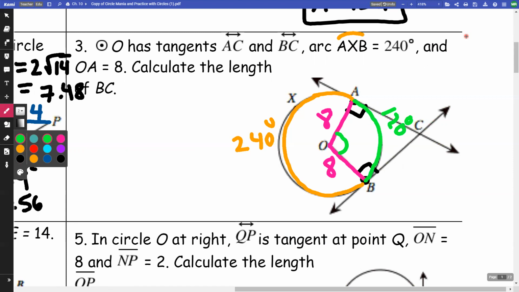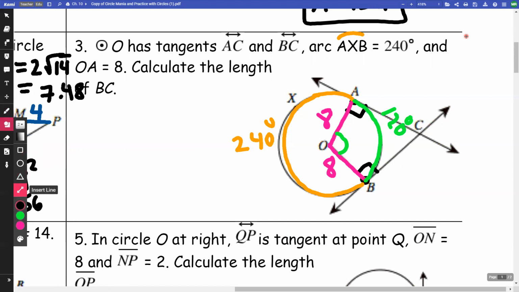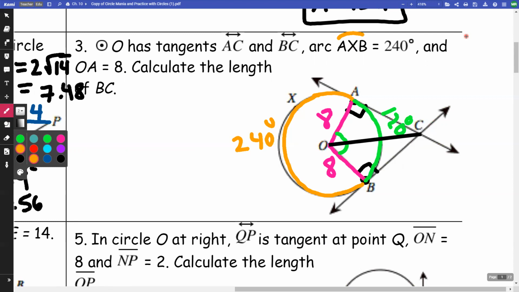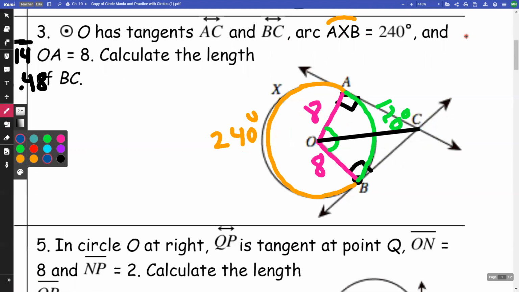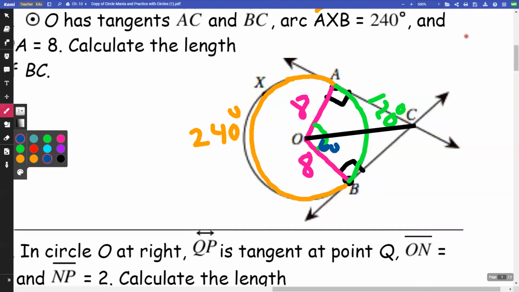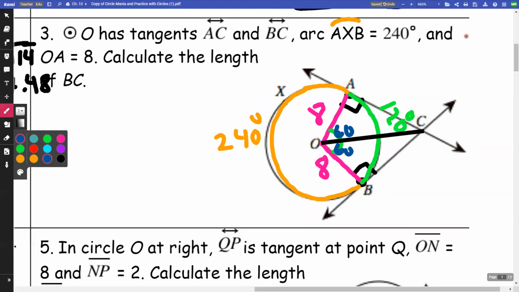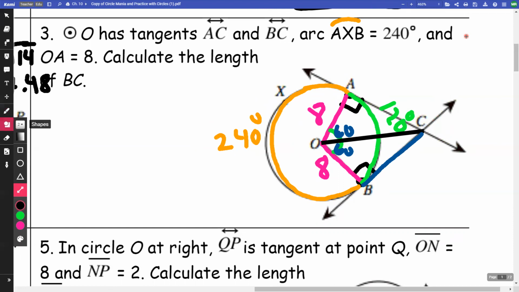Now I am going to draw a line from my center O to C, splitting this in half. And so that was 120 degrees, but now this angle here that has been split is going to be a 60 and a 60. So when they want us to find BC, okay, this is BC right there. I have a 30, 60, 90 right triangle.